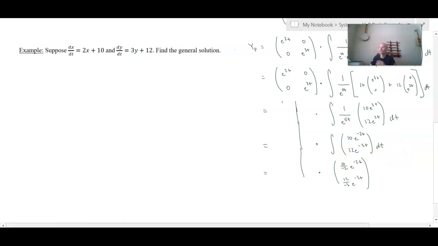Now, we don't need arbitrary constants here because we're just looking for one particular solution to this system. So I'm not going to write a plus c on these guys. Not that I couldn't, but I really don't want to. I don't need those extra constants there.